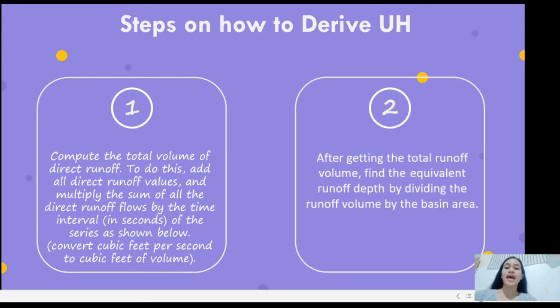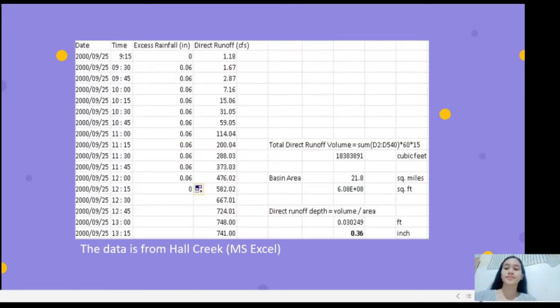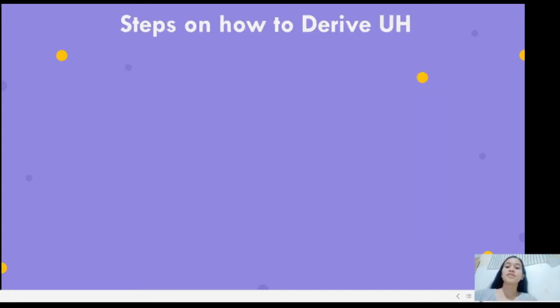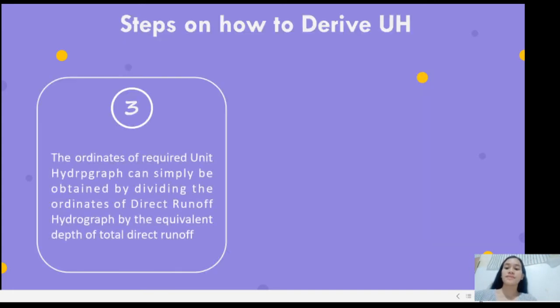Number 2. After getting the total runoff volume, find the equivalent runoff depth by dividing the runoff volume by the basin area, as shown in the table below. For step 3, the ordinates of the required unit hydrograph can simply be obtained by dividing the ordinates of direct runoff hydrograph by equivalent depth of total direct runoff.